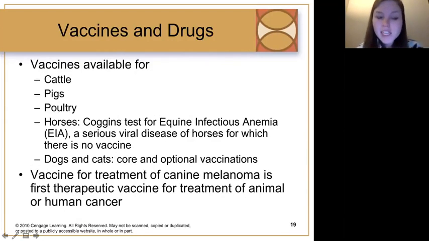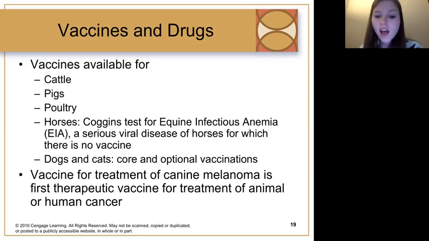There are vaccines available for cattle, pigs, poultry, and horses. For horses, there's also the Coggins test for equine infectious anemia, which is a serious viral disease of horses for which there's no vaccine. So that's kind of an exception. A vaccine's not available for that, so there are tests that you can do for it.